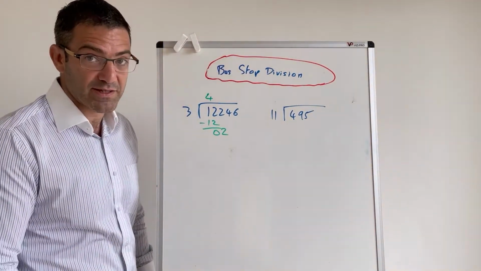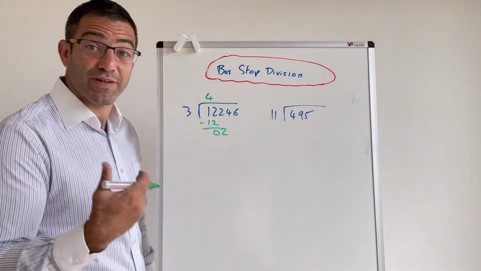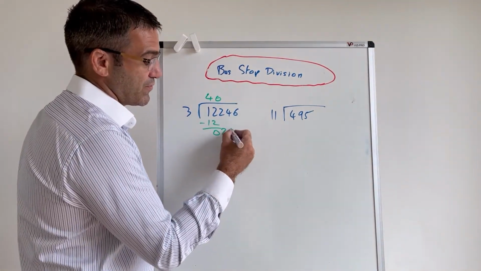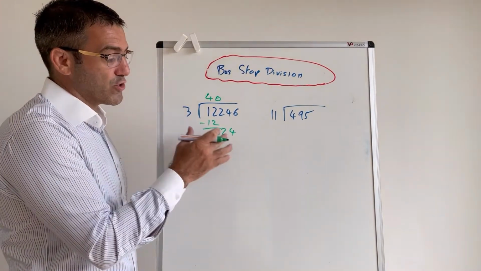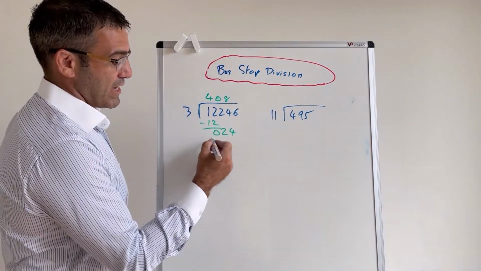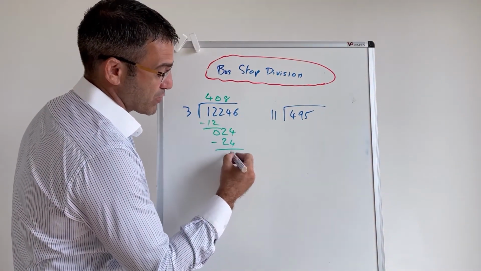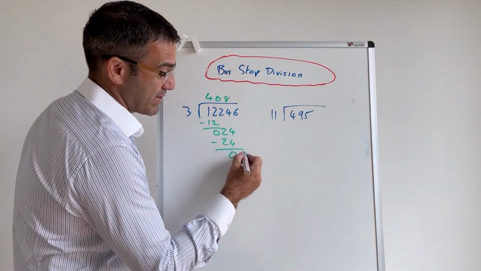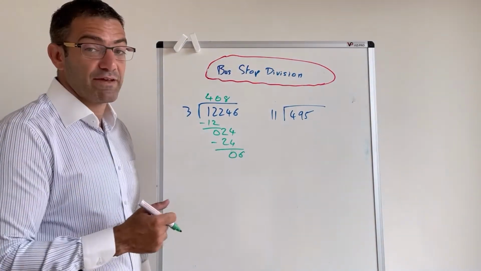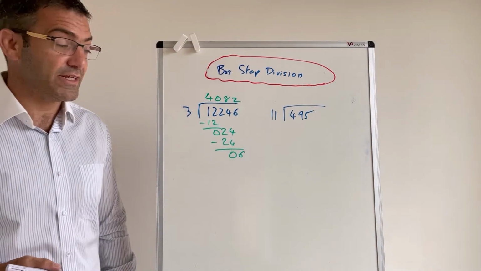Okay, so now I can ask myself the following question: how many times does 3 go into 2? Well, it doesn't. So if it doesn't, I need to stick a 0 up here, and I can drop the next digit down, which is a 4. So how many times does 3 go into 24? Well, it goes 8 times. So I'll say 8, and I can say 8 times 3 is 24, and 24 minus 24 is 0, and I drop the 6 down. So now I can ask myself how many times 3 fits into 6, and it fits in twice. And so that's the answer to my question, 4,082.